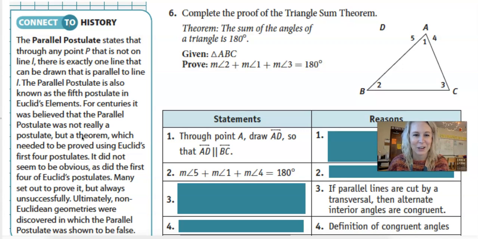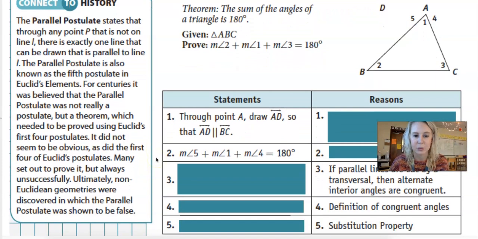Haven't read it. For centuries, it was believed that the parallel postulate was not really a postulate, but a theorem, which needed to be proved using Euclid's first four postulates. It did not seem to be obvious, as did the first four of Euclid's postulates. Many set out to prove it, but always were unsuccessful. Ultimately, non-Euclidean geometries were discovered in which the parallel postulate was shown to be false.